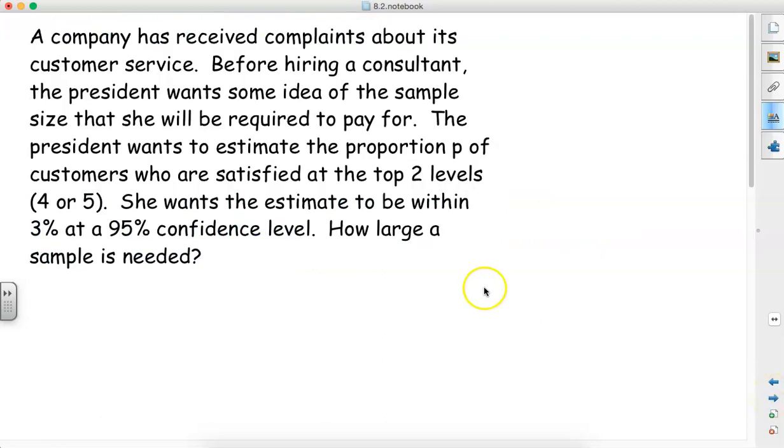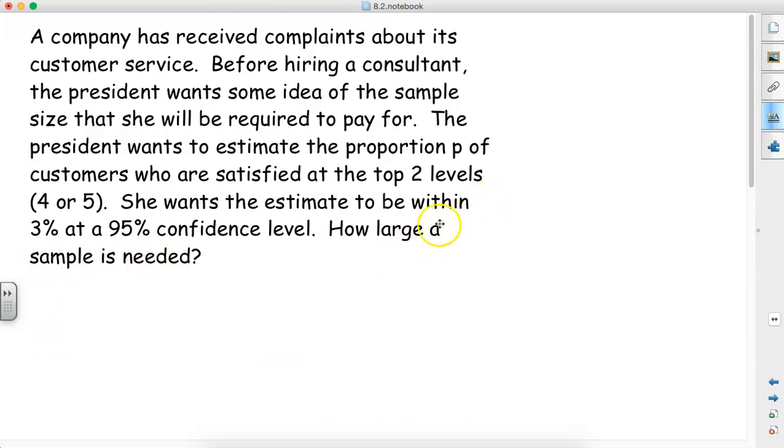All right, so let's look at one of these problems. A company has received complaints about its customer service. Before hiring a consultant, the president wants some idea of the sample size that she will be required to pay for. The president wants to estimate the proportion of customers who are satisfied at the top two levels, and she wants the estimate to be within 3% at a 95% confidence level.